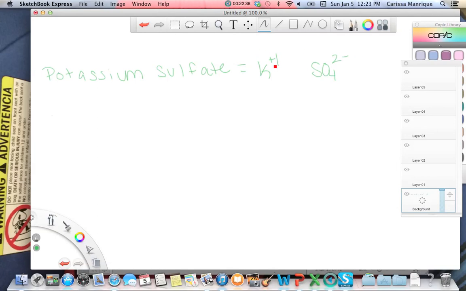Okay? So look here, let's look at the charges. Do you see that it's going to take 2 potassiums to neutralize 1 sulfate? Because this has a 2- charge. When these add up together, they need to be 0. Or, another way of looking at it is crossing the charges down. So 2 potassium for 1 sulfate. So this ends up being K2SO4.